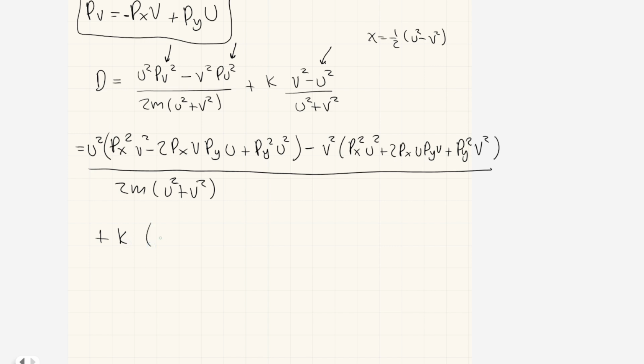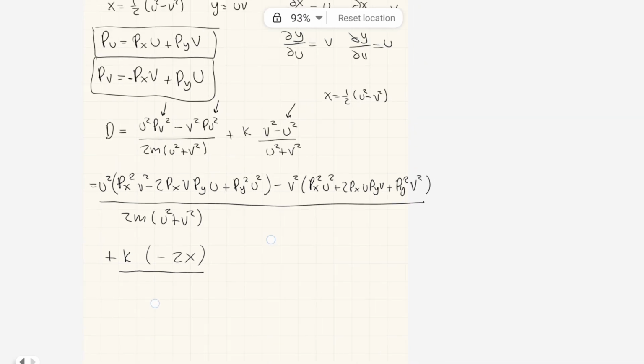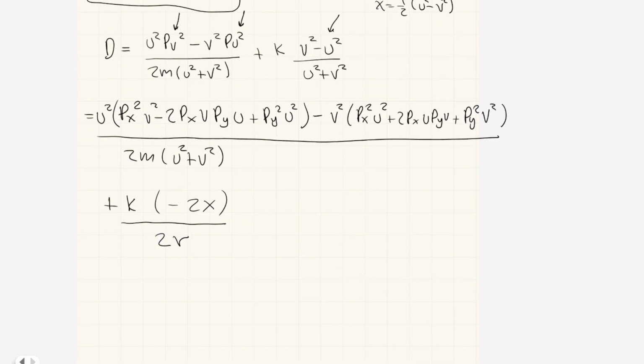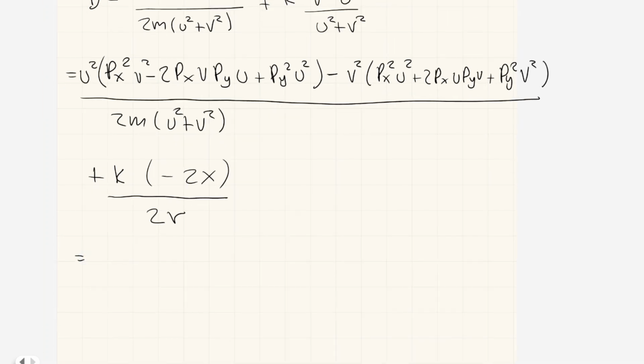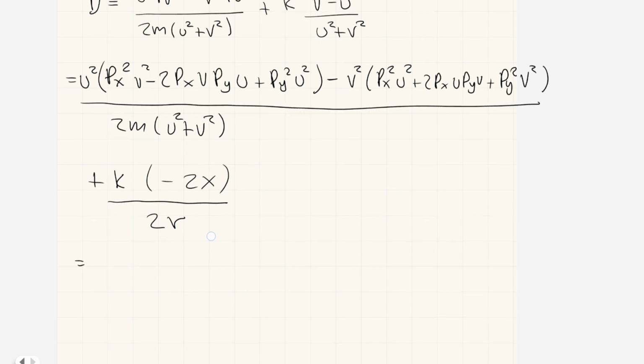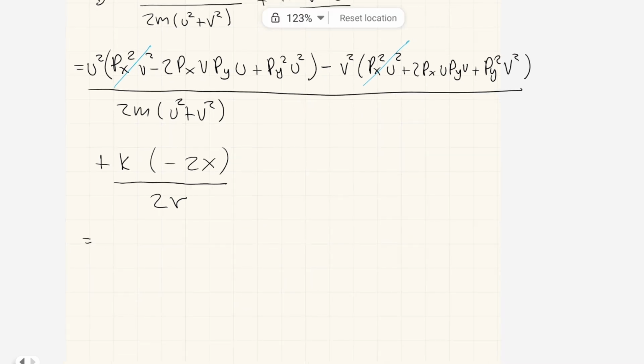and remember that we said this is minus 2x, and then this divides u squared plus b squared, but we said that was equal to 2r. Perfect. Okay, so what is this going to be? Well, first of all, something is going to get cancelled, of course. Here we have u squared px squared b squared minus px squared u squared b squared. So this element goes with this. Okay, for now I think that is the only thing that gets cancelled.